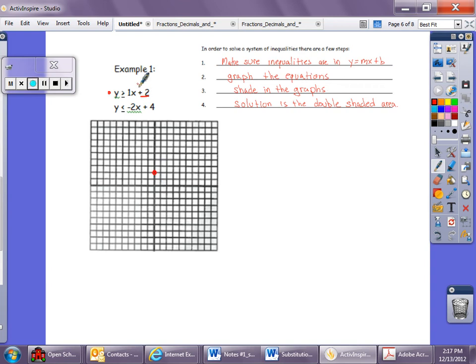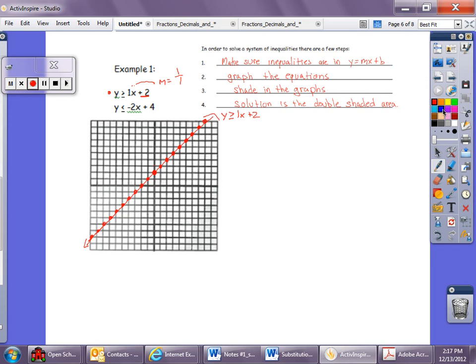And then the slope is 1, so we're going to say our slope is 1 over 1, so we go up 1, right 1. And we're just going to continue going up 1 and right 1. Instead of going up 1, right 1, we can also go down 1 and left 1. So we're going to extend our graph. And now when we notice it says y is greater than or equal to, equal to means this is going to be a solid line. So now we have this first equation graphed. This is y is greater than or equal to 1x plus 2.